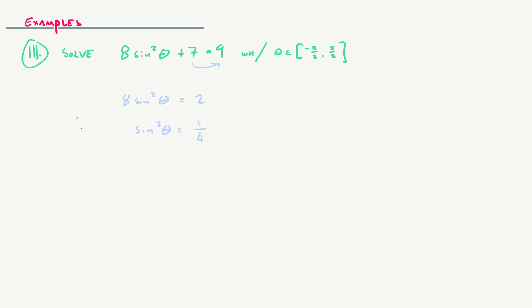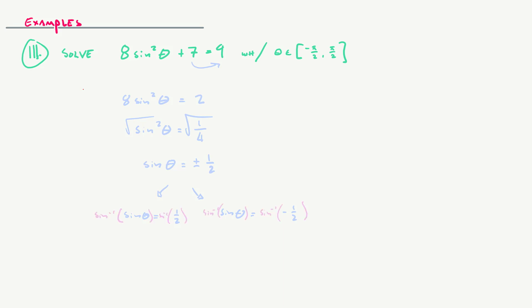And by the way, I should mention, sine squared theta is the same thing as sine of theta quantity squared. So now I'm going to square root both sides. That's going to give me plus or minus 1/2. You get plus or minus the square root of 1, which is 1, divided by plus or minus the square root of 4, which is 2. So this breaks up into two different equations. Sine theta is equal to positive 1/2, or sine theta is equal to negative 1/2.